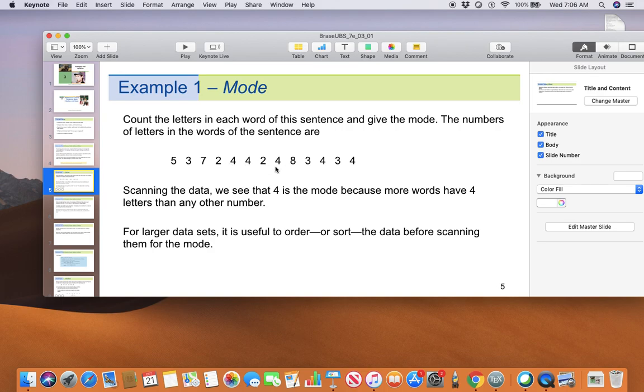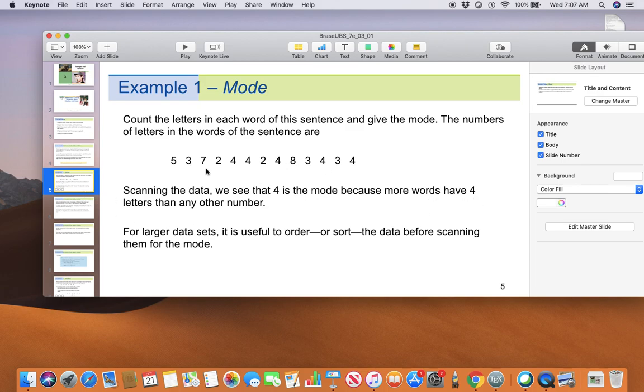7. Only once. 2. 1, 2. 2 times 2 appears. So far looks like 3 is the maximum, right? 3 appeared 3 times. Now 4. 1, 2, 3, 4, 5. So 4 appears more often than 3. So 4 has presently the highest frequency. 2 is done with 8. 8 appears only once. So which guy has the most frequency? 4. 4 is the mode because more words have 4 letters than any other number.